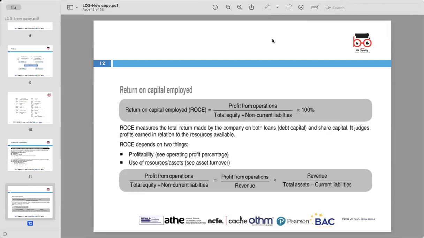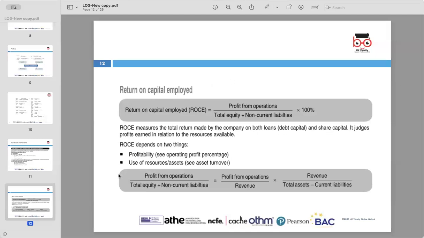Any questions so far? Okay. So components affecting profitability, ROCE. The operating profit percentage, which is the ratio of profit from operations to revenue, influences ROCE. Higher operating profit margins indicate better profitability, which positively impacts ROCE.